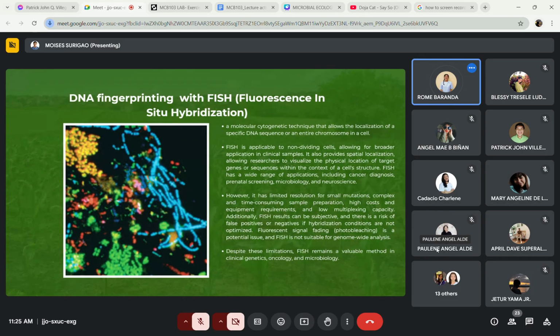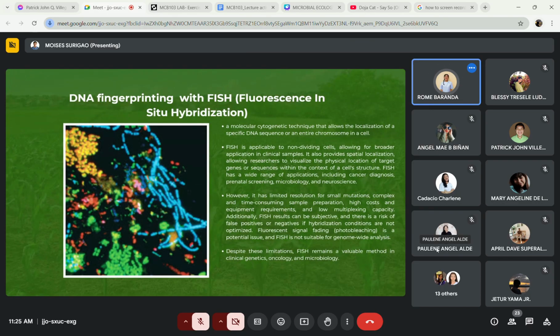Lastly, ito DNA fingerprinting with FISH or fluorescence in situ hybridization. I will just give you the gist kasi it will be discussed din ng other reporters mamaya. Further details yun.